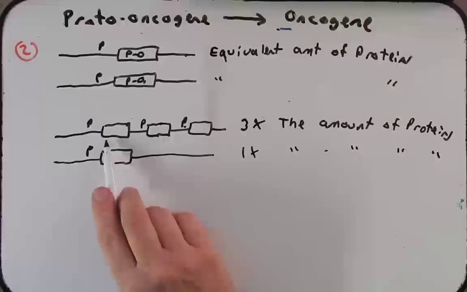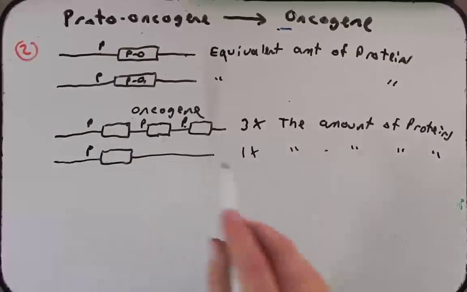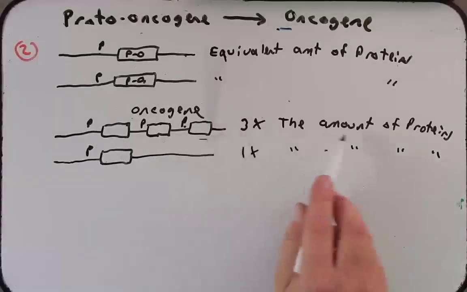But again, this one is driving the show, so to speak. It's making more proteins than is needed. And so this now becomes an oncogene. So it's allowing this cell cycle to move forward faster because there are going to be more proto-oncogene proteins made.